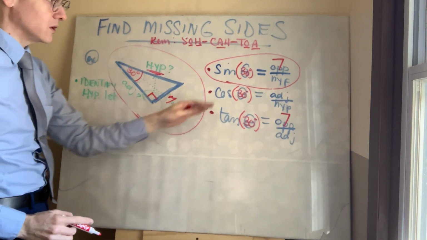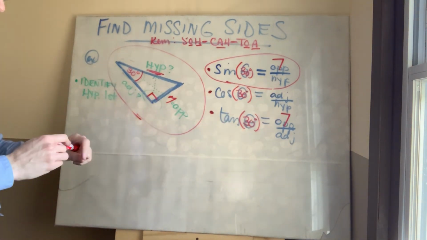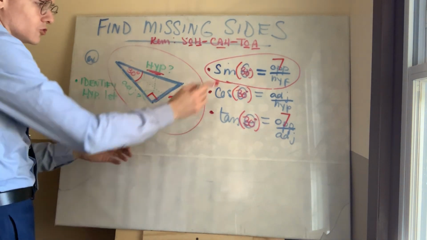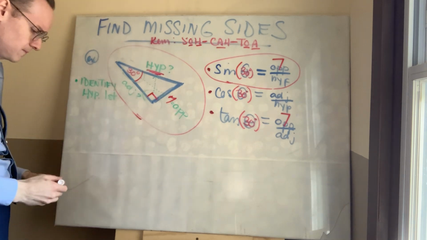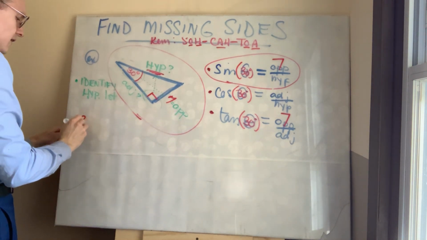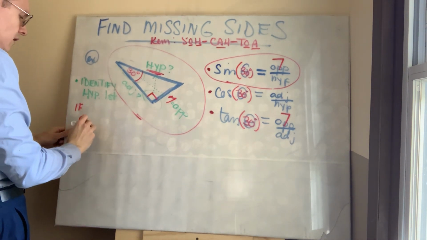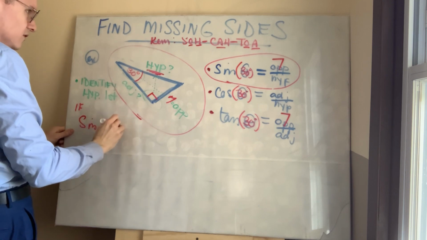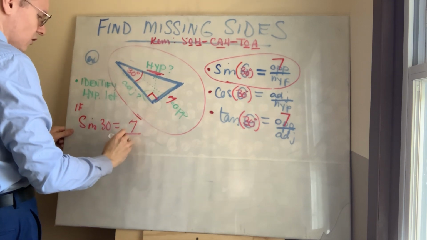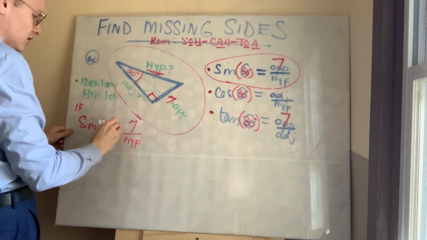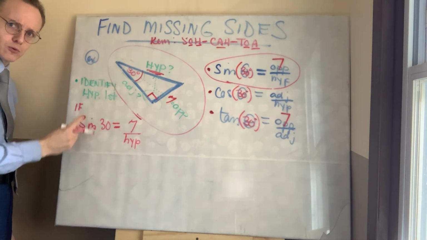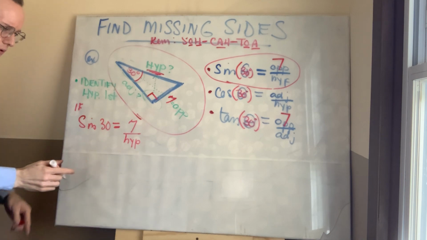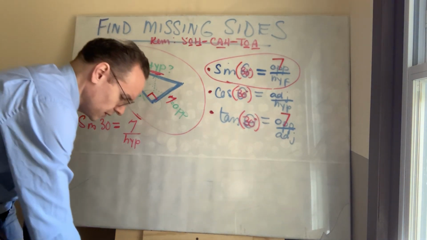So what I'm going to do is some work over here using this. If the sine of theta is equal to 7 over the hypotenuse, and I really want to solve for the hypotenuse, that means I'm going to have to rearrange this equation algebraically. It won't be too bad.